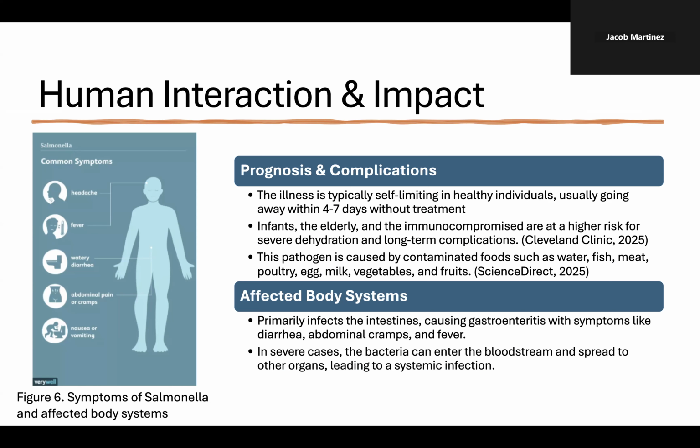However, for infants, the elderly, and people with compromised immune systems, the risk is much higher. They can suffer from severe dehydration and other long-term complications. It's also important to remember how this starts. As we see, the pathogen is most often transmitted through contaminated foods like meat, eggs, and even vegetables and fruits. In severe cases, the infection isn't contained to the gut. The bacteria can enter the bloodstream and spread to other organs, leading to a much more dangerous systemic infection.